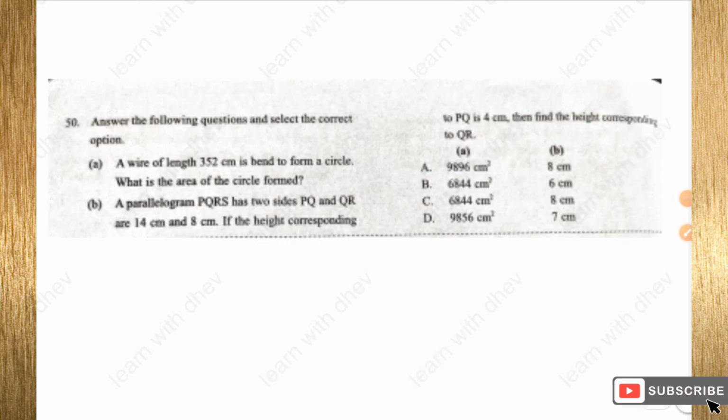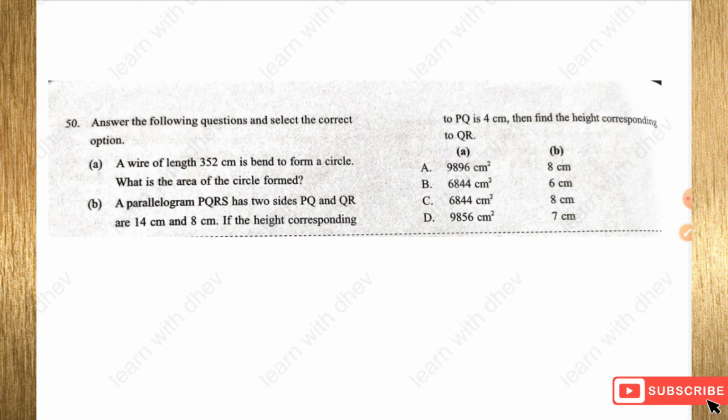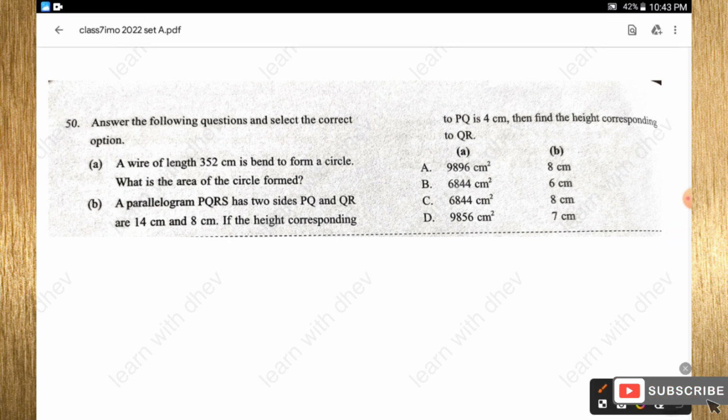Question number 50, answer the following question and select the correct option. So again in this question we have two subdivisions. First read the questions. A: A wire of length 352 centimeter is bent to form a circle. What is the area of the circle formed? And B: A parallelogram PQRS has two sides PQ and QR of 14 centimeter and 8 centimeter. If the height corresponding to PQ is 4 centimeter, then find the height corresponding to QR. Whichever is easy for you, just choose a question and do it yourself, okay?